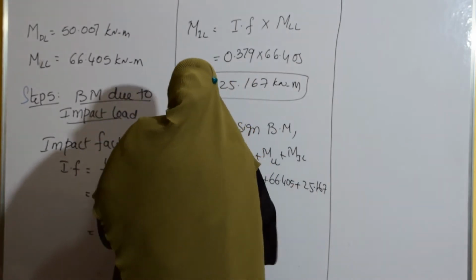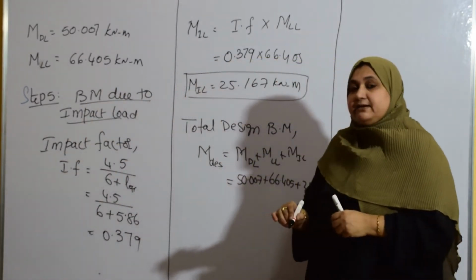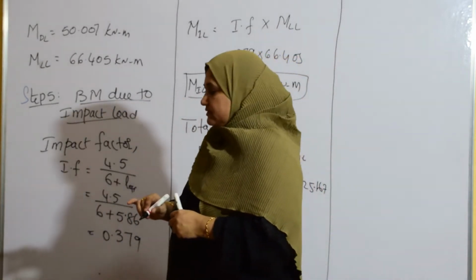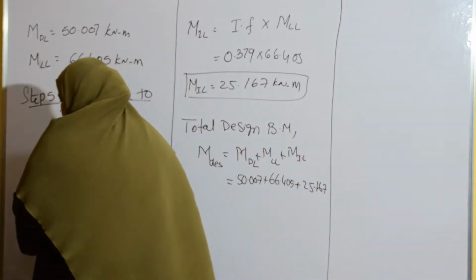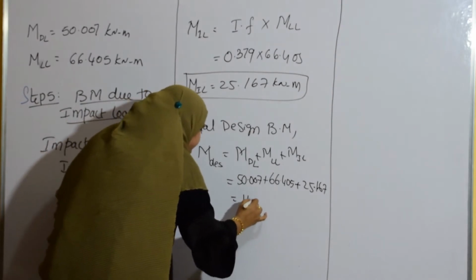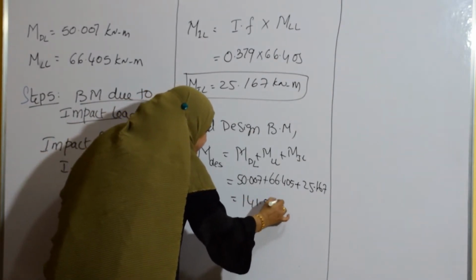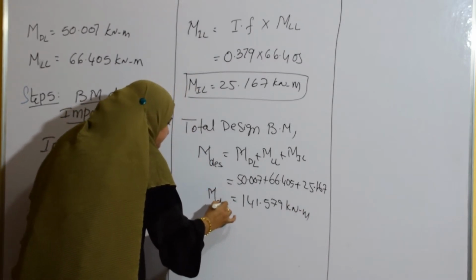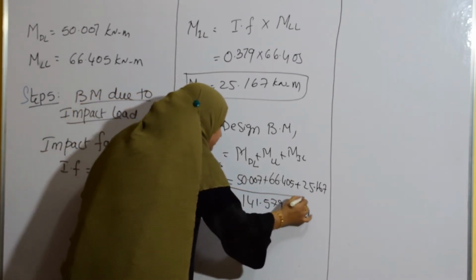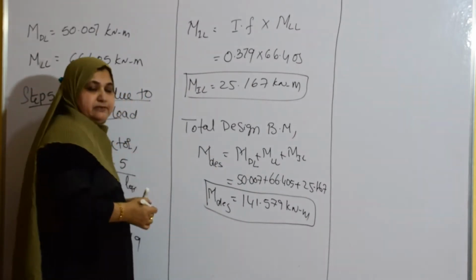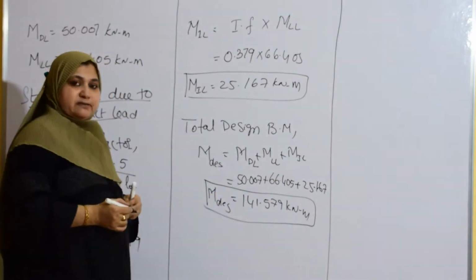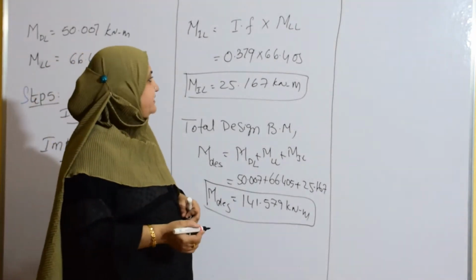Plus 25.167. So this will be the total bending moment coming on the slab, the deck slab, for which we have to design it. It's coming out to be 141.579 kilonewton meter. So this is the bending moment. The bridge slab which you are going to design shall resist this bending moment. With this, step 5 is completed, because step 4 was a very big step.